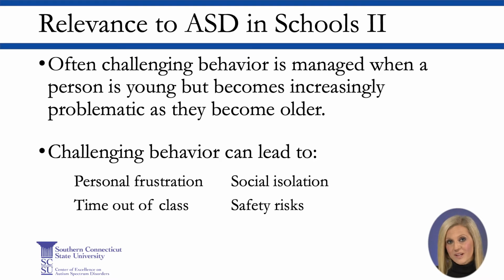Relevance to autism in school, again, is that often challenging behavior is managed quite easily, or sometimes easily, when a person is young. However, we need to consider that challenging behavior becomes increasingly problematic as an individual gets older. So individuals get taller and heavier and stronger, and those individuals who may have been 3 or 4 when they came into school and their challenging behavior was quite easy to manage becomes really problematic when they might be 19 or 20 or 21 years old and still have not gotten that need met, and their challenging behavior is still occurring. It might be more dangerous to themselves or others.